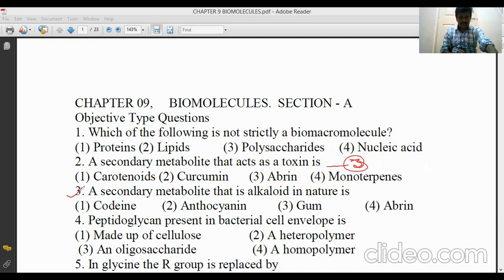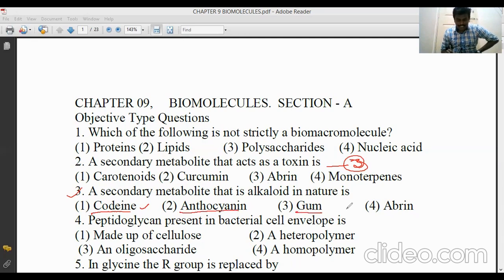Next, the third question: a secondary metabolite that is alkaloid in nature. Which of the following is a secondary metabolite that is an alkaloid? Codeine is a secondary metabolite that is an alkaloid in nature. It treats pain, coughing, and diarrhea, so it is used as an alkaloid. Next, anthocyanin is a pigment; it is not an alkaloid.